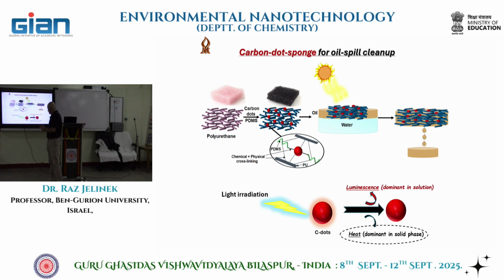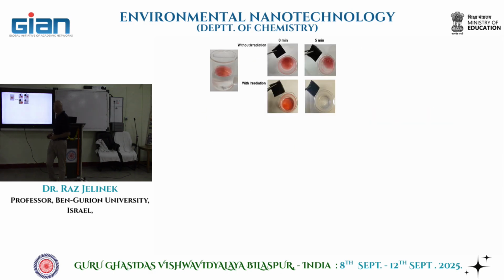Let's see if it really works. This is an example of an experiment we did in the lab. This is the sponge with the carbon dots. We put the sponge in the oil. We actually added a little color so we can see the oil more clearly. Here at the top is without light. Without light, in 5 minutes, nothing happened. Why did nothing happen?